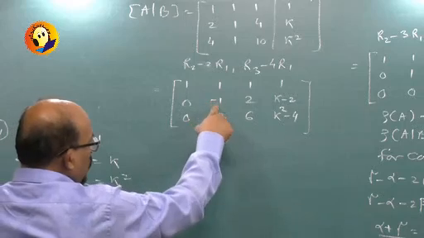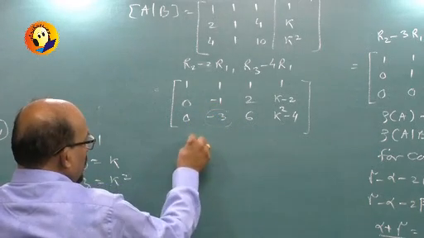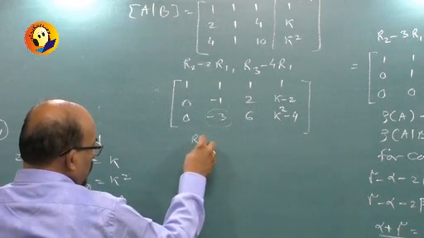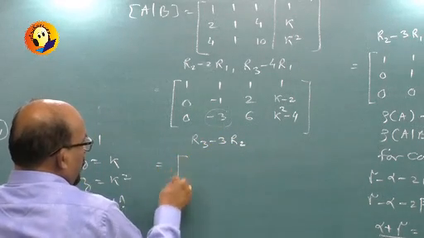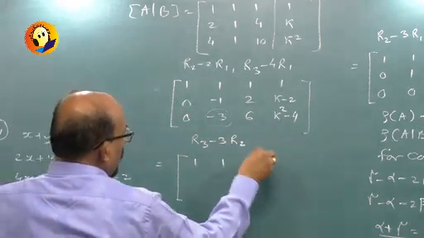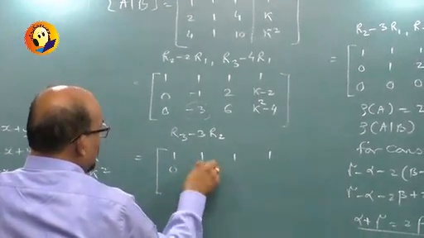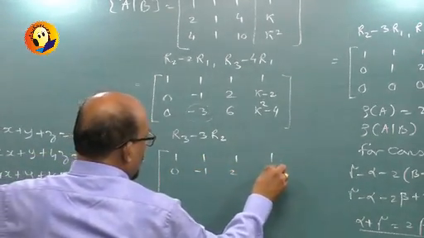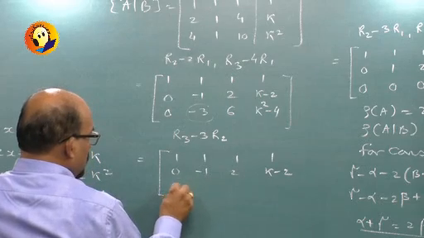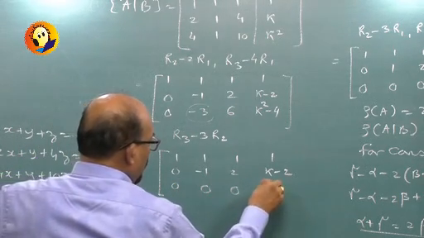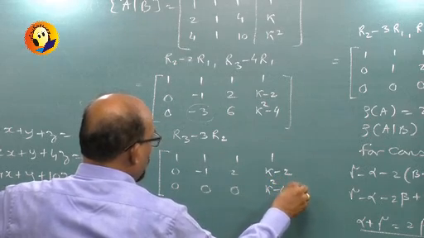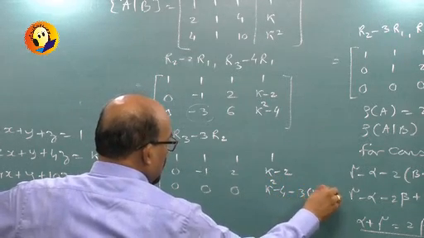And then using R2, I can make this element 0. And for that I will have to perform something like R3 minus 3 times R2. So it is 1 1 1 1, 0 minus 1 2 k minus 2. This is 0, this is 0, this is 0, and it will be k square minus 4 minus 3 times k minus 2.